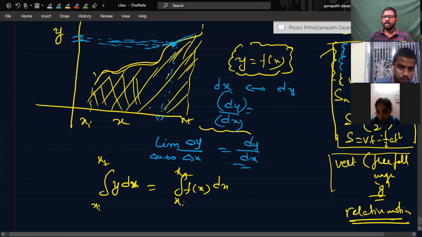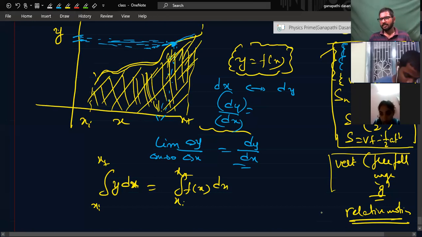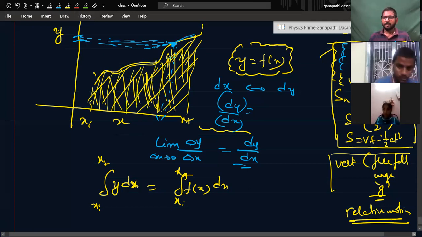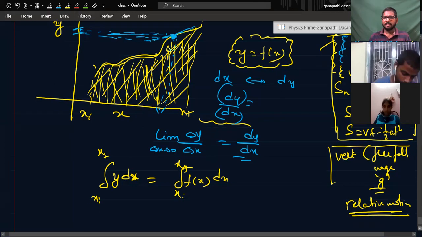You solve a lot of problems based on this, isn't it? Yes, sir. So if you integrate y, the function, with dx, small dx, small dx, small dx, every rectangle will multiply. Let us understand the concept behind this.